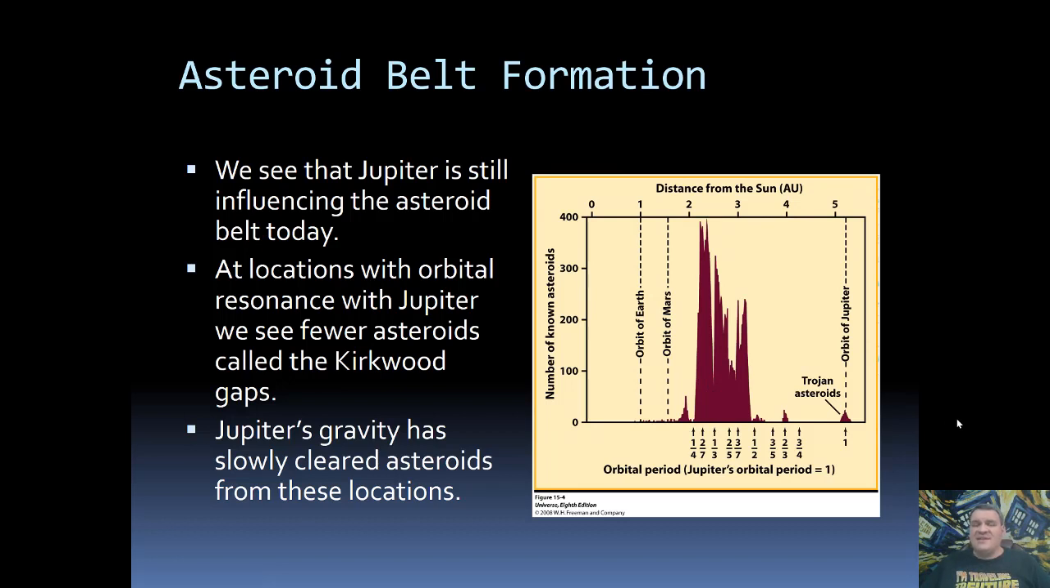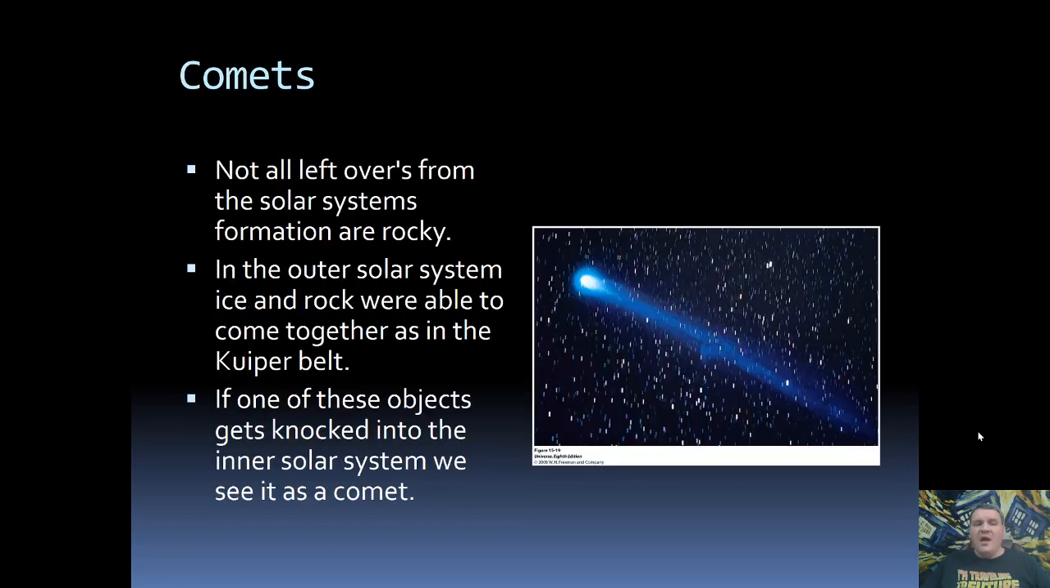What this means is that Jupiter's gravity keeps pulling on these asteroids in the exact same place of their orbit every single time, which is going to cause them to get swept out from this region. So each of these Kirkwood gaps actually corresponds to one of these regions of orbital resonance. So Jupiter is still affecting the location and formation of the asteroid belt even now. Something else we should discuss are comets.